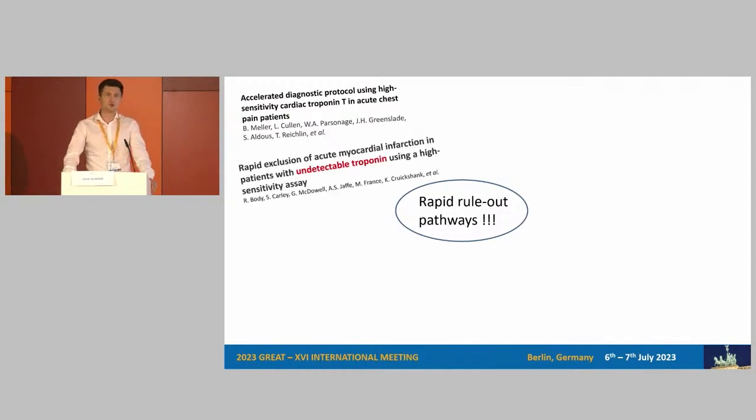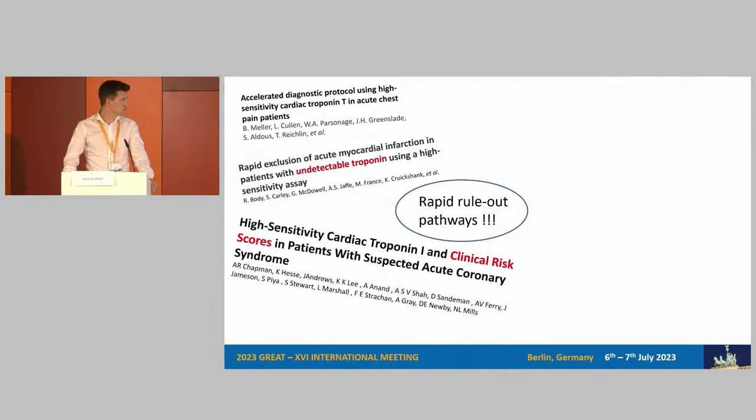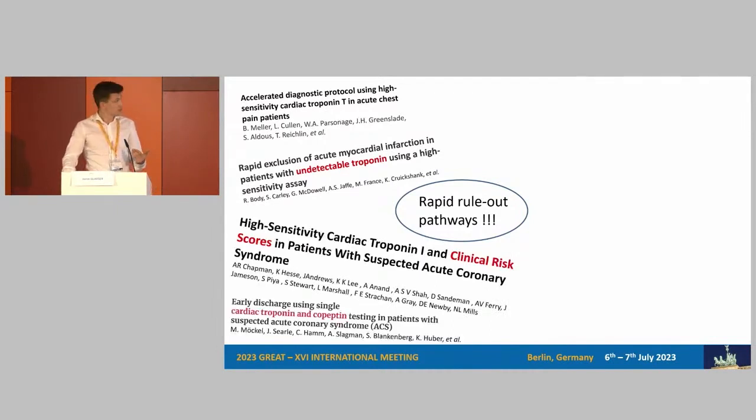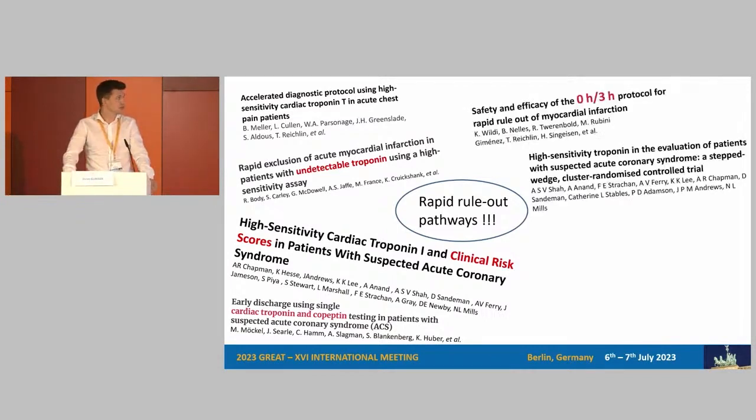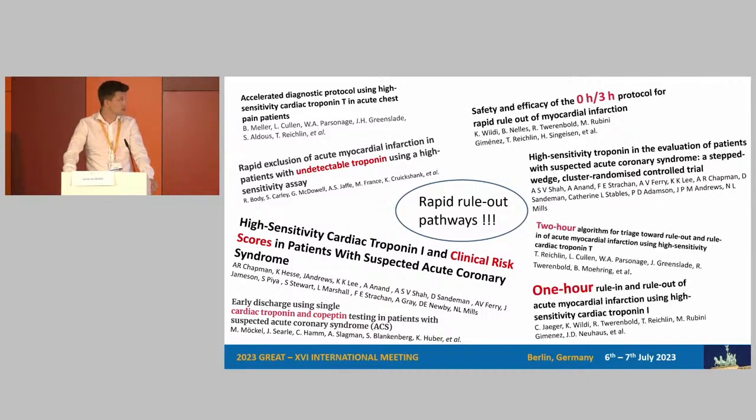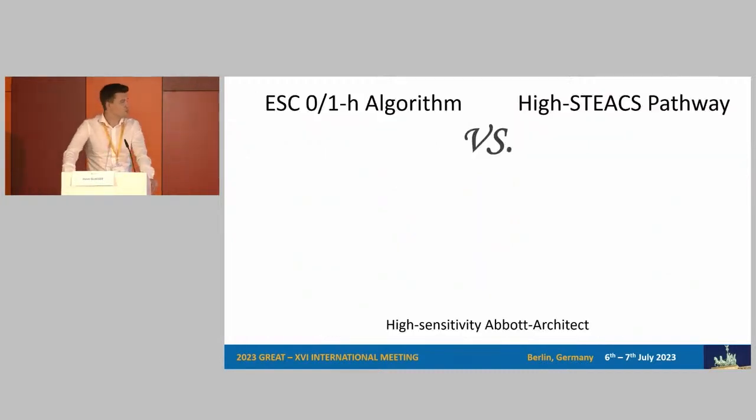There have been approaches using only one troponin, using troponin together with clinical risk scores, using troponin and other biomarkers such as copeptin, or using two measurements of troponin at different time points: at 0 and 3 hours, 0 and 2 hours, and 0 and 1 hour. Among all these different pathways, the two most promising and currently most validated and recommended are the ESC 0/1-hour algorithm and the High-STEACS pathway. We have heard them before, but I want to repeat the most important features. Both have been validated for the high-sensitivity Abbott Architect assay.